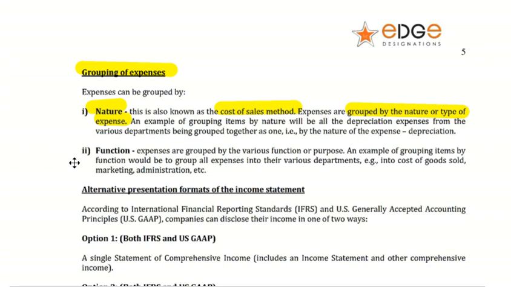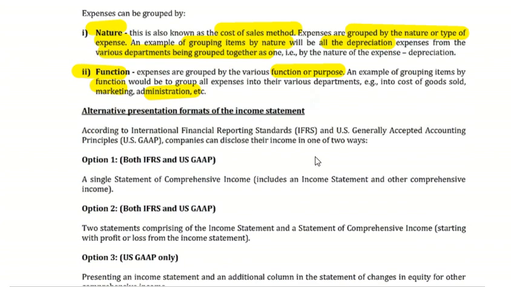For example, grouping items by nature will be all the depreciation expenses from all the various departments being grouped together, and that's all called depreciation. We can do it by function as well, when expenses are grouped by their functional purpose. For example, we can break things down into their various departments: marketing, admin, etc. Both of those options are available.